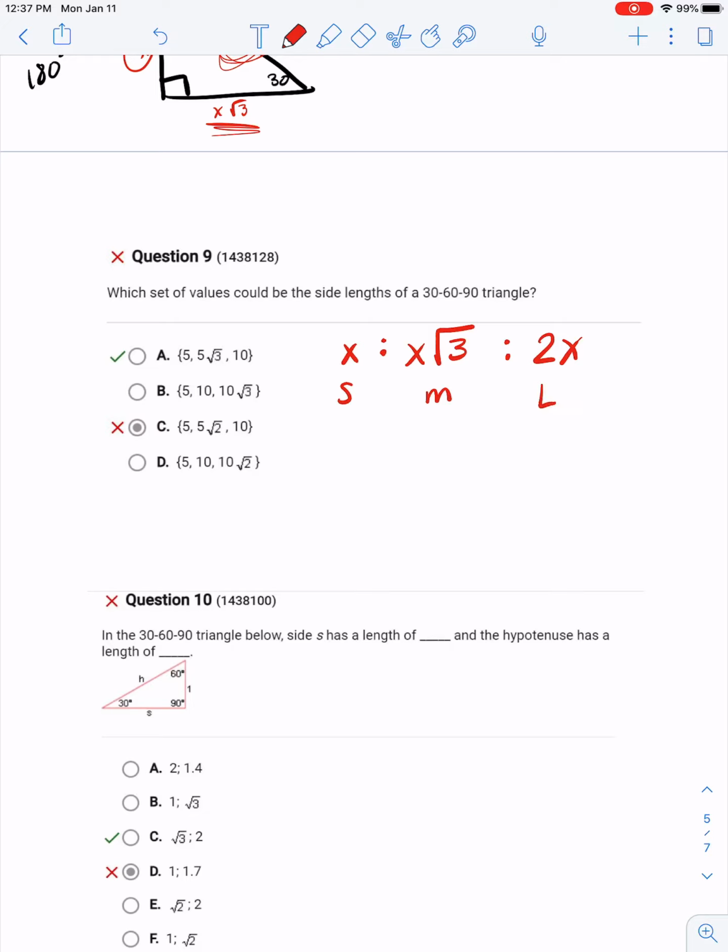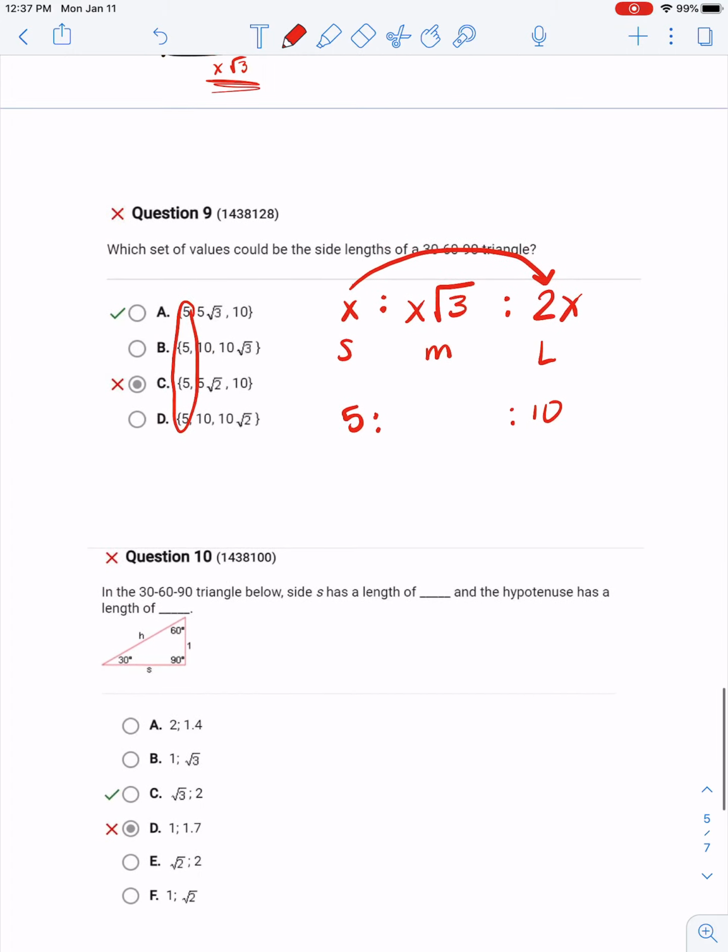So we basically just have to find where we would plug in numbers. You can see the shortest side on all of these is 5. So if the shortest side is 5, I know I would multiply by 2 to get the longest side. So 2 times 5 is 10. So it has to start with 5 and end with 10. That automatically means this one is not right and this one is not right. And then the middle side, we would just plug in 5 right here for x. So it would be 5 times the square root of 3. So it's this one right here.